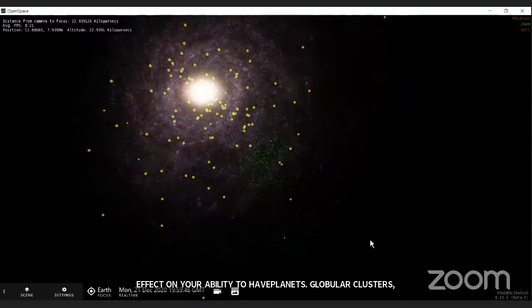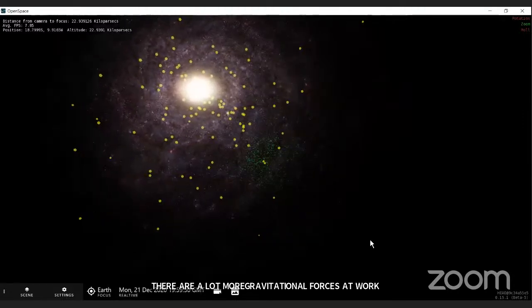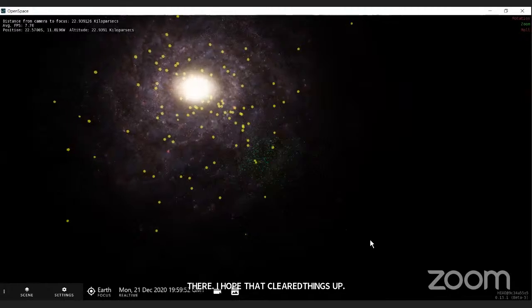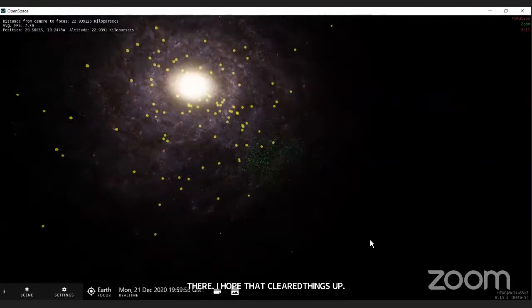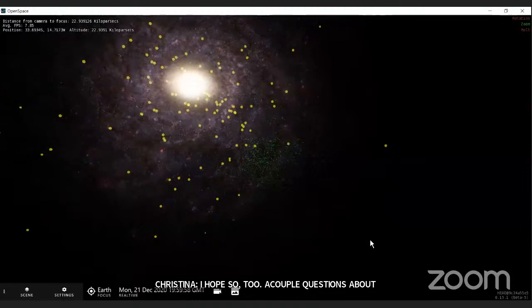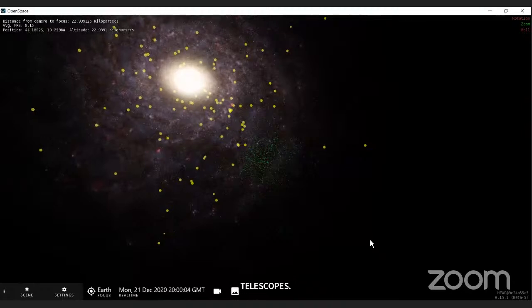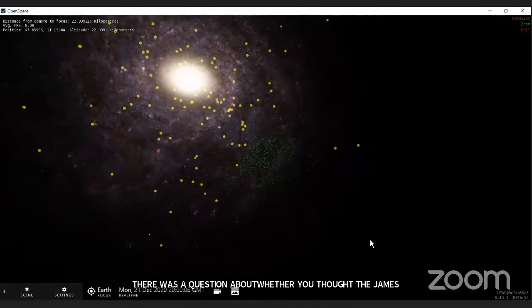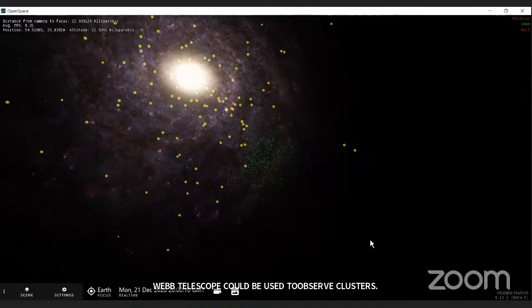And we have a couple of questions about telescopes. Kind of linking them together, there was a question about whether you thought the James Webb telescope could be used to observe clusters, but then also thinking about those big telescopes like James Webb and Hubble, obviously the average person isn't going to have that in their house. So do you have any recommendations for a telescope the average person might want to use?